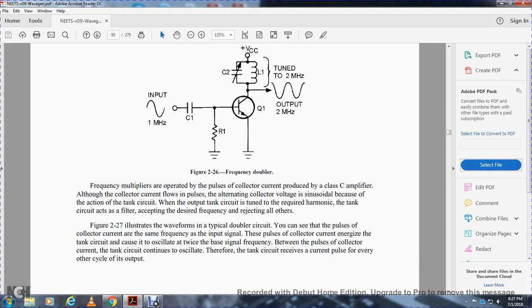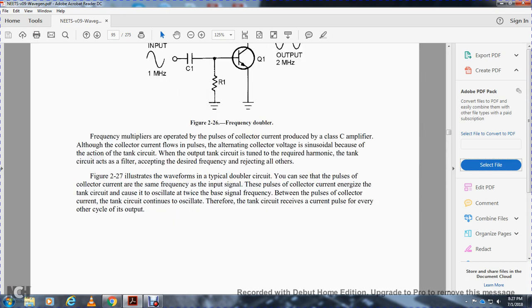Frequency multipliers operate with the pulses of collector current produced by the class C amplifier. Although the collector current flows in pulses for the alternating sinusoidal base voltage, the action of the tank circuit, the output tank circuit, is tuned to the required harmonic. The tank circuit also acts as a filter, accepting the desired frequency and rejecting all others.